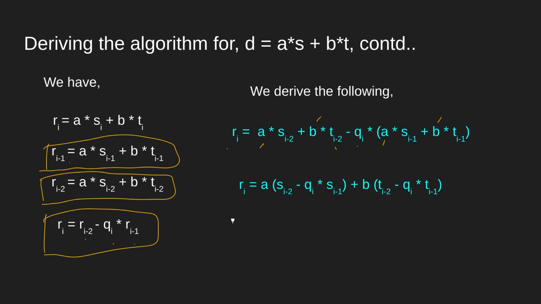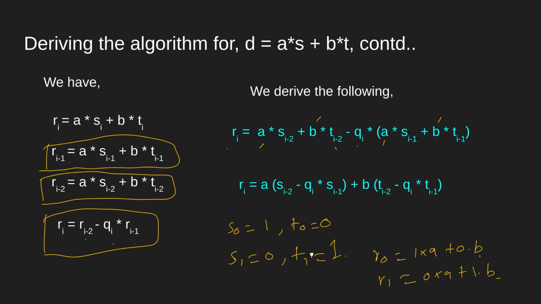And we know that S0 should be 1, T0 should be 0, and S1 should be 0, T1 should be 1. That is simply what we get by writing R0 is equal to 1 times A, in the very first equation that we derived, plus 0 times B, because we are assuming R0 is equal to A, and R1 is equal to 0 times A plus 1 times B, right. So we can say this is S0, and this is T0. So this is the base condition for this recursive formula.